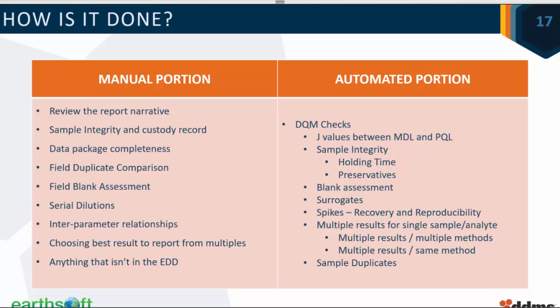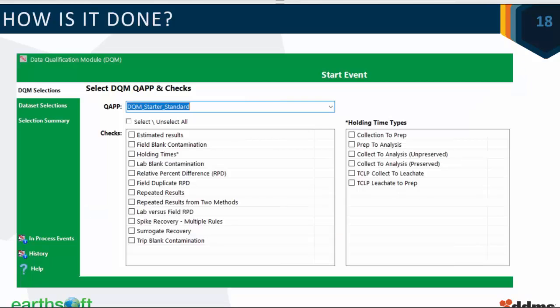And then the other part of this is that at the end of the DQM process, those qualifiers and reason codes get automatically uploaded to your database. So any kind of transcription errors are cut way down, and you don't have to worry about those kinds of things. So that's part of what we really wanted to get, both the efficiency of it and the reduction in errors. All right, so when we start the actual DQM event, this is what the screen looks like.